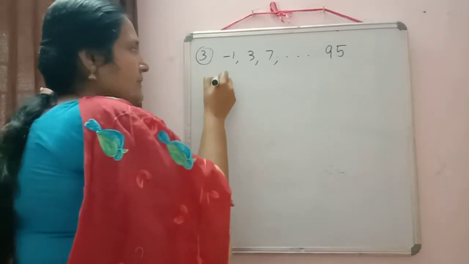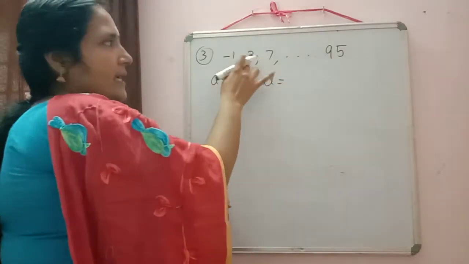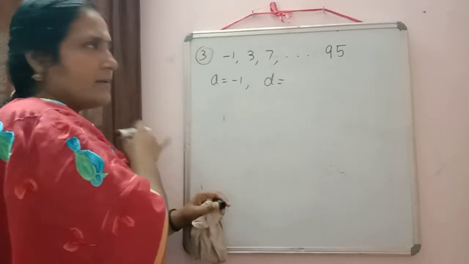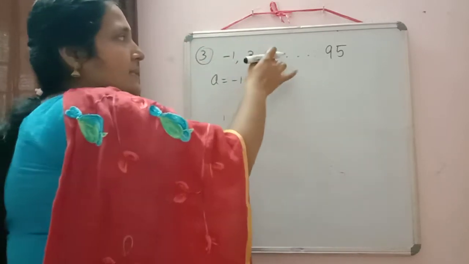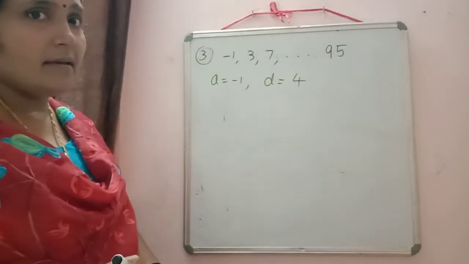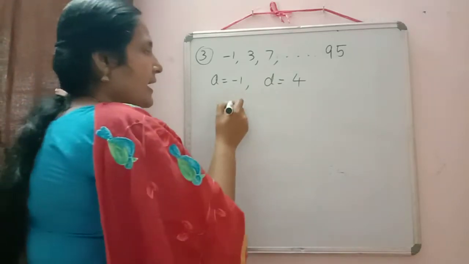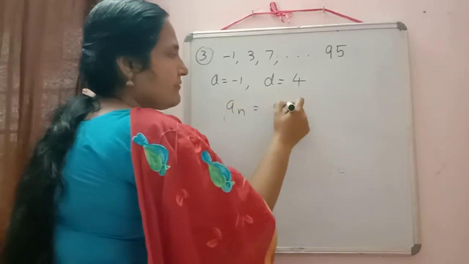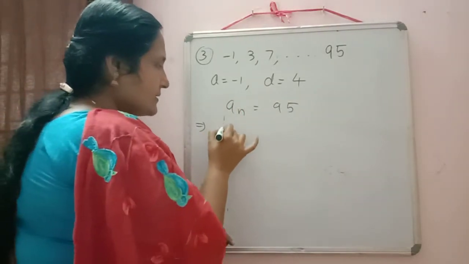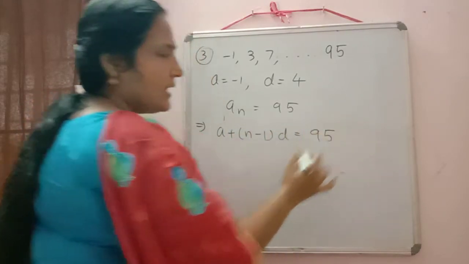What we have here, a is equal to minus 1 and d is equal to second term minus first term. If you don't want, you can do third term minus second term because it seems easy there. 7 minus 3 is equal to 4. And what is 95 given, n or an? Yes, 95 is an. an is equal to 95 is given. Again, write the formula for an, that is a plus n minus 1 into d is equal to 95.